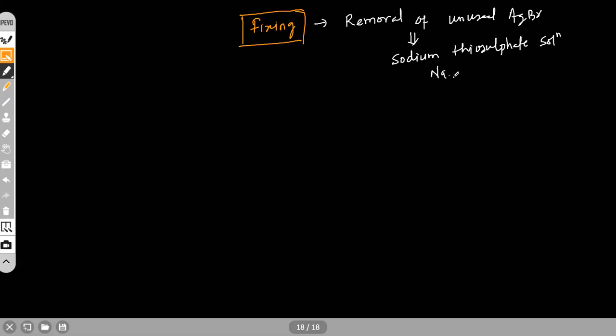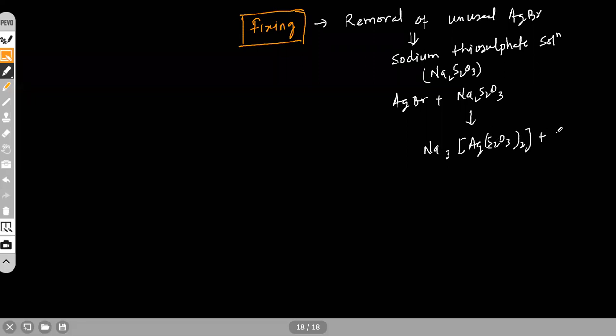That is Na2S2O3. The reaction of AgBr plus Na2S2O3 forms a complex, Na3[Ag(S2O3)2] plus NaBr. These reactions are not important, I'm just giving them to you, but you need to memorize this. This is fixing, and it is also carried out in dark.